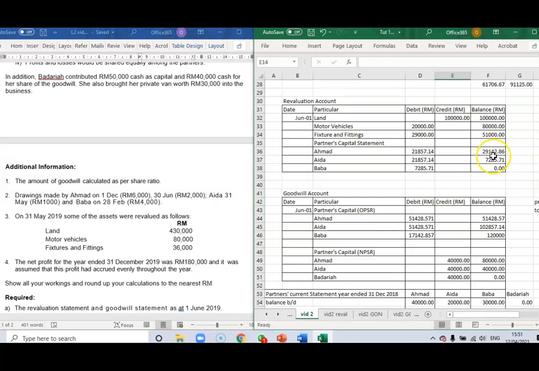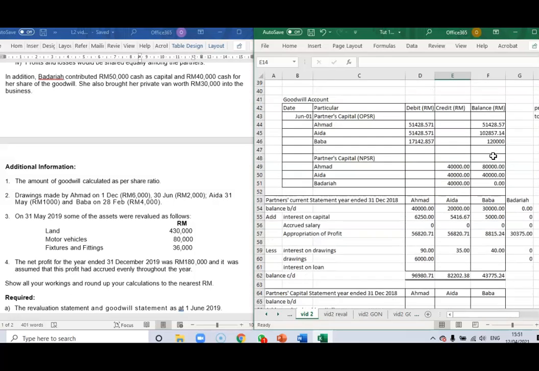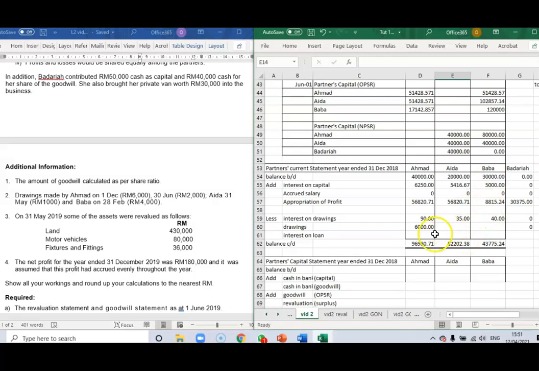Using Excel, so it's automatically calculated. Never mind. Okay, next. See, just a drawing is 90. Okay, the drawing should be 6,000 plus 2,000. So it's 8, and Ida 1,000, and Baba 4,000.